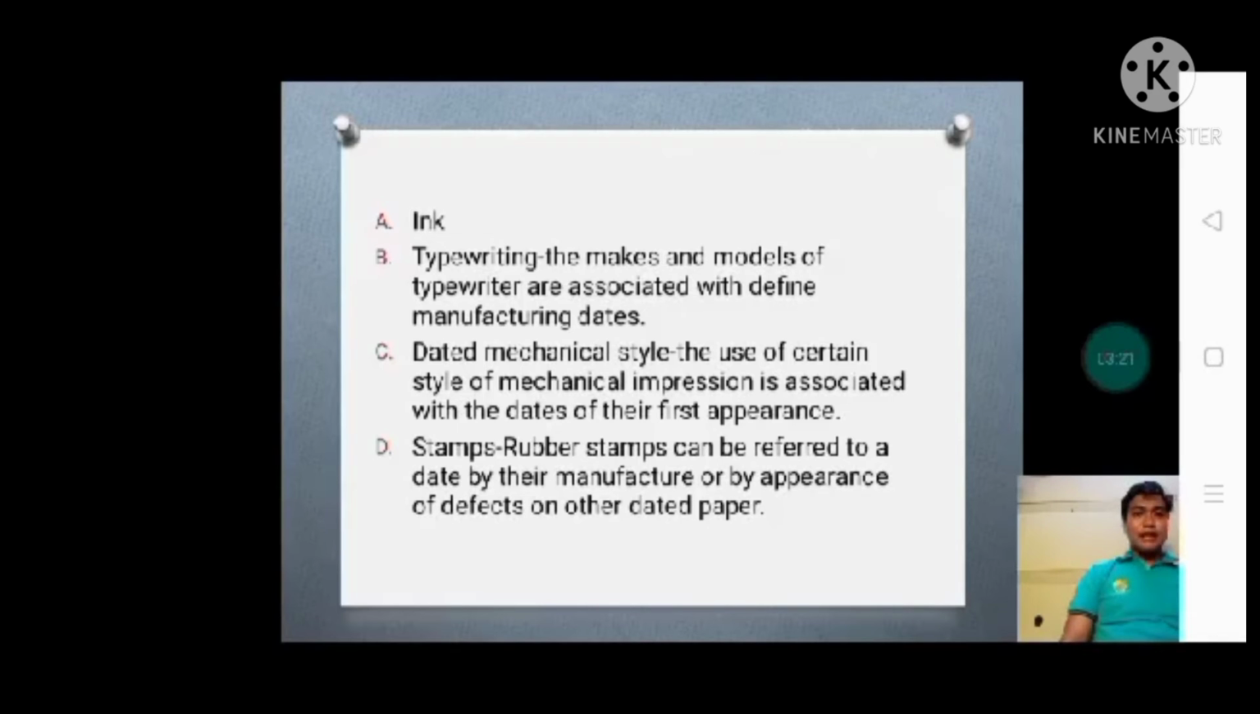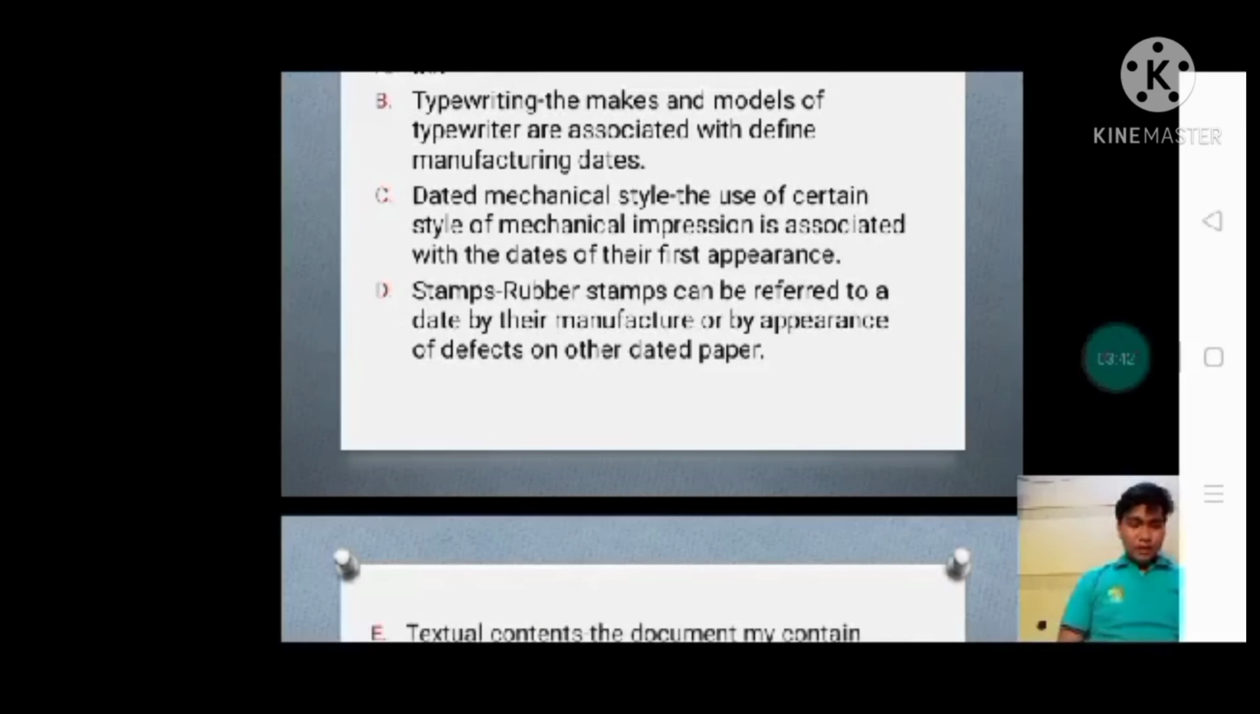Dated mechanical style: the use of a certain style of mechanical impression is associated with the dates of its first appearance. D. Rubber stamp: a stamp can be referred to a date by the manufacturer or by the appearance of defects at another date. Paper. Ang paggamit ng stamp ay maaaring mapeke. Halimbawa, ginawa ang papel ng April 20, ngunit ang inilagay sa stamp ay April 25. Ang papel ay mukhang talagang bago kung ito ay di-distribute pagdating ng April 26. For example, yun.